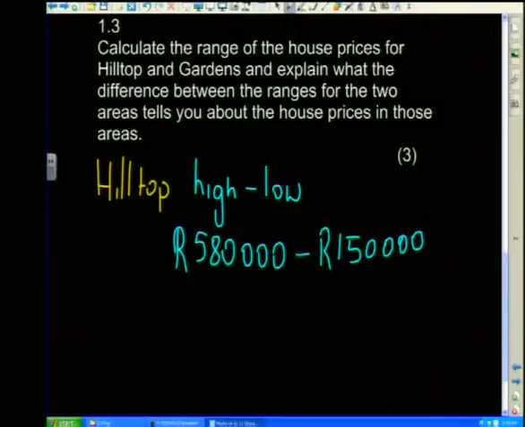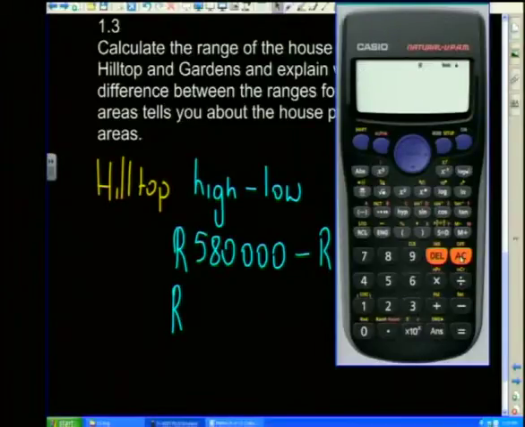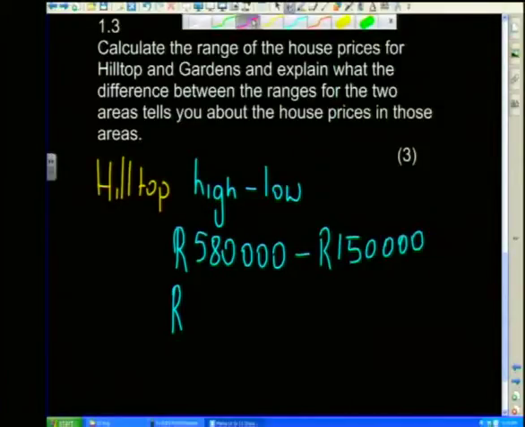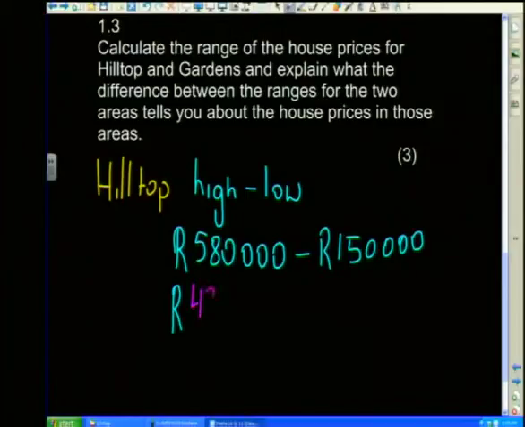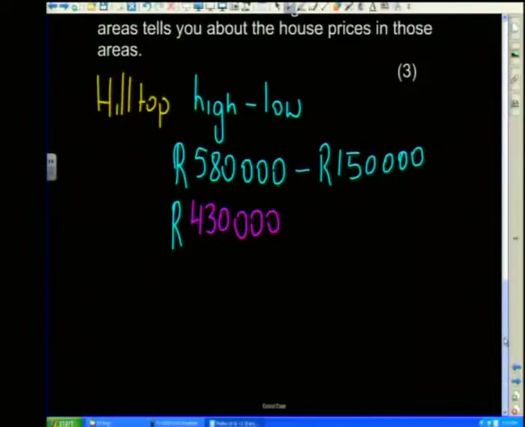Okay, and I don't think we need a calculator for this, but if you do, take your calculator out. So on your calculator, 580,000 minus 150,000, and we get 430,000. So this is 430,000 rand. That's our one range. And for Gardens, let's do Gardens.